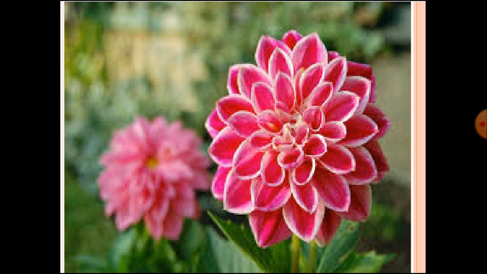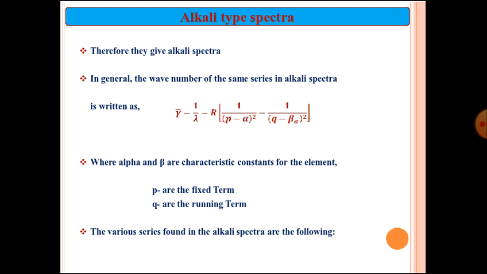This topic is over. Next topic, alkali spectra. That means alkali metals: lithium, sodium, potassium, rubidium and cesium. The atoms of these elements have one electron in their outermost orbit.